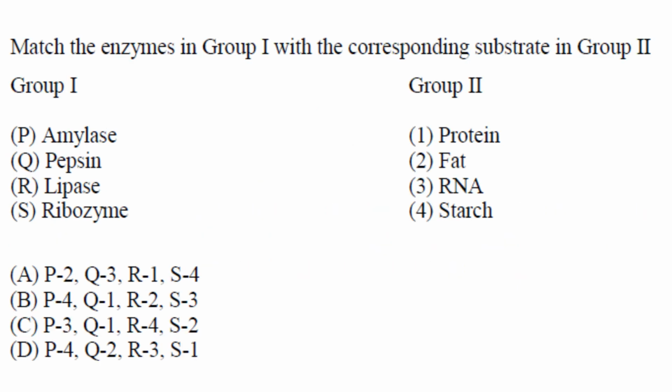Then the next one. Match the enzymes in group 1 with corresponding substrate in group 2. Amylase is starch, P4. Pepsin is protein, Q1. Lipase is fat, R2. And ribozyme is RNA. It is a catalytic RNA molecule, ribozyme. So S3. So the answer here is P4, Q1, R2, S3. That is option B.